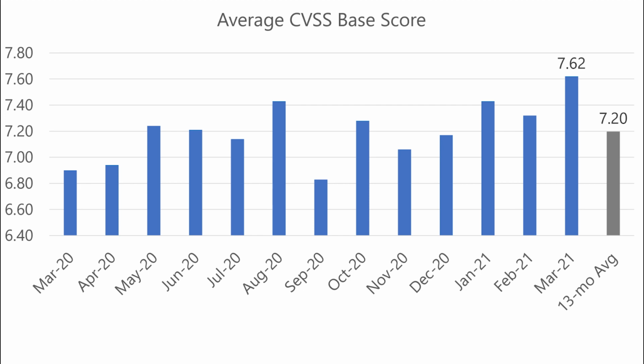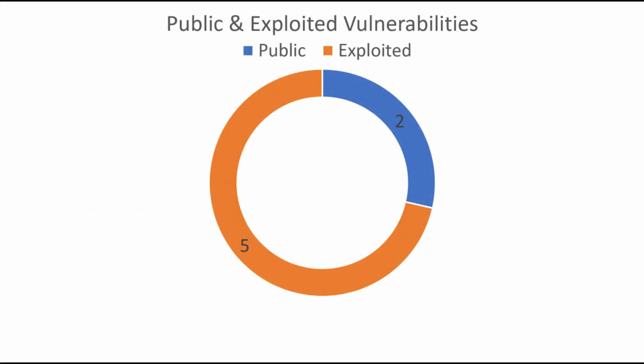When we look at the average CVSS score across all the vulnerabilities, we see 7.62, whereas our average over the last 13 months is 7.2. So again, just about a half a point difference there. One other thing we like to look at when it comes to vulnerabilities in a release is the number publicly disclosed, which is at 2, and we average about 1.6, just a little bit above.